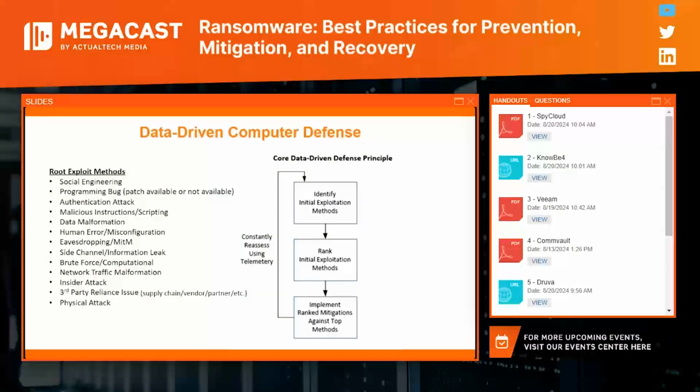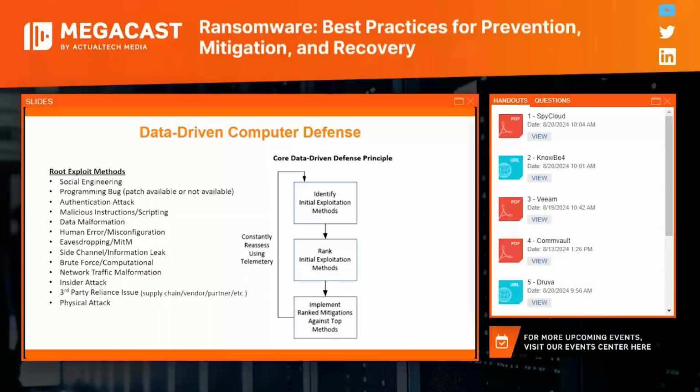And here I've got a list of the 13 ways. Every single hacker and malware attack in history has been one of these 13 root access methods to get in. And they use these methods to break in and then take over the environment and start copying in their ransomware scripts and things like that. If you want to stop ransomware, you have to identify how they're getting in, what are the most likely ways that they're getting in, and then try to mitigate those.